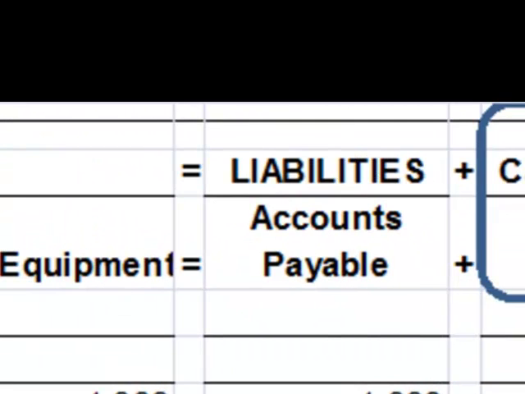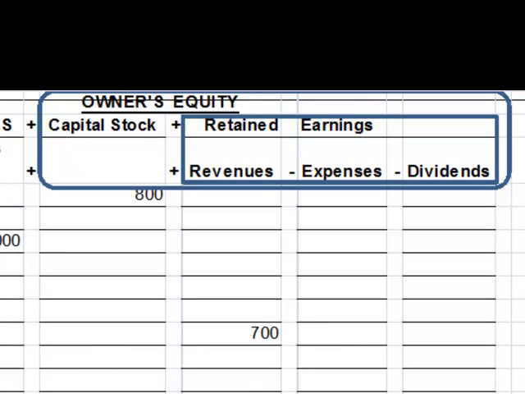You'll further notice that the owner's equity is made up of capital stock plus retained earnings. Okay, and that's all in the bigger rectangle. Within that inner rectangle, you'll notice that retained earnings is what I call an accumulation of revenues minus expenses minus dividends. Okay, we add revenues, we subtract expenses, and we subtract dividends.